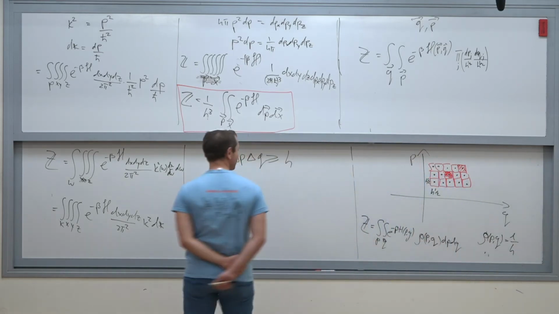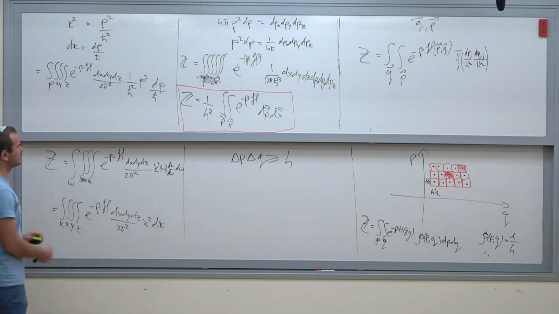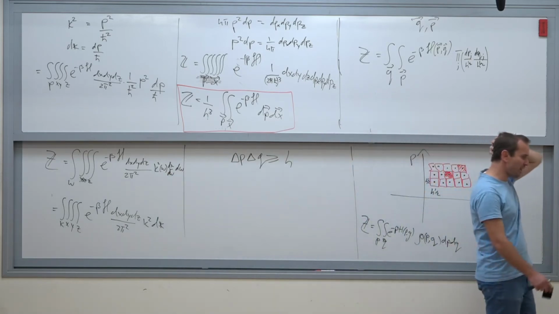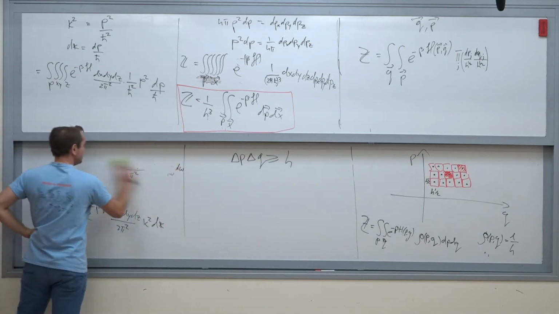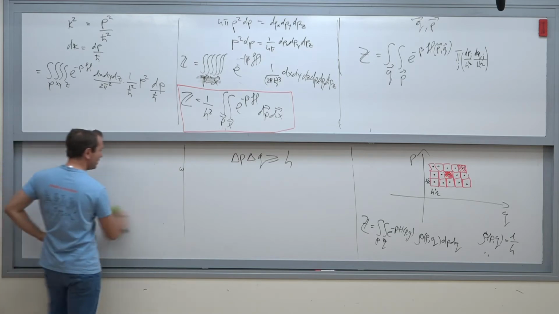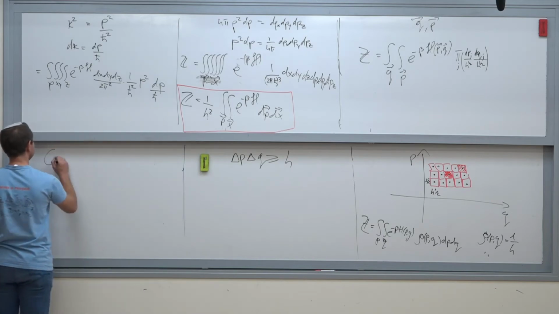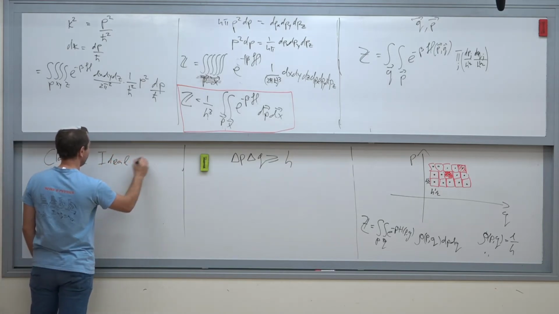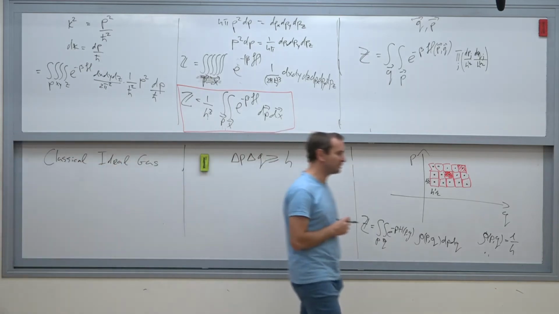So we have this one. Now that we have the classical representation for the partition function, let's see what happens for the ideal gas. So we have a gas of particles sitting in a box. All those particles are not interacting. And we want to compute the partition function.